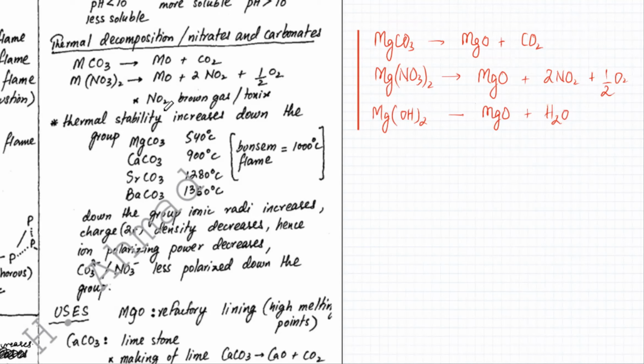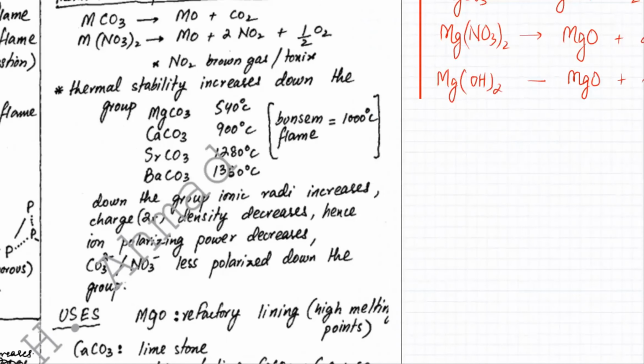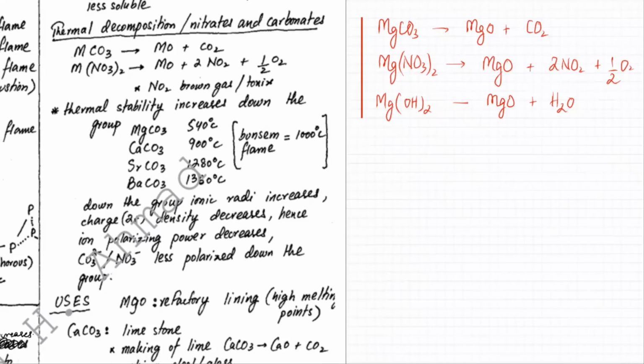And also remember that stability increases down the group. It becomes more and more difficult to decompose the compounds when you move down the group, especially with a Bunsen burner. Remember, the last two don't decompose with a Bunsen burner, but the top two will decompose in a Bunsen flame. A Bunsen flame is around 1000 degrees centigrade. So if you're trying to decompose substances, the top carbonates would decompose, the bottom ones are not going to decompose.